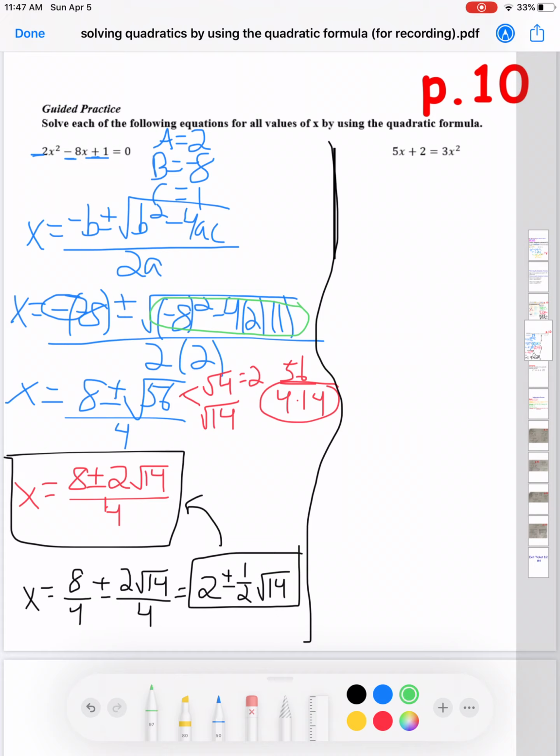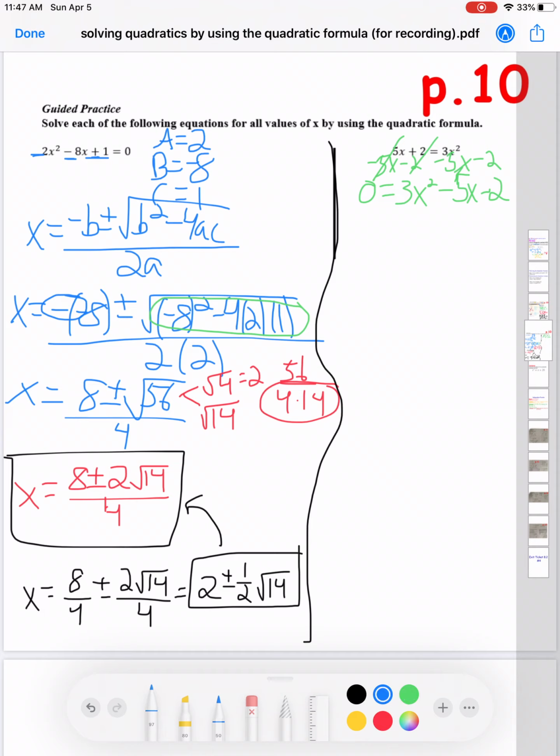Okay, so looking at the second guided practice problem, I notice that the first issue is that this quadratic equation is not in standard form. So I need to either move all the terms to the left side or all the terms to the right side. I'm going to choose to move everything over to the right side because I want to keep that 3x squared as positive, but I could have also moved everything to the left side. Moving everything over to the right side would give us 0 equals 3x squared minus 5x minus 2. Notice that it's kind of backwards, but it's okay. It's still in standard form.